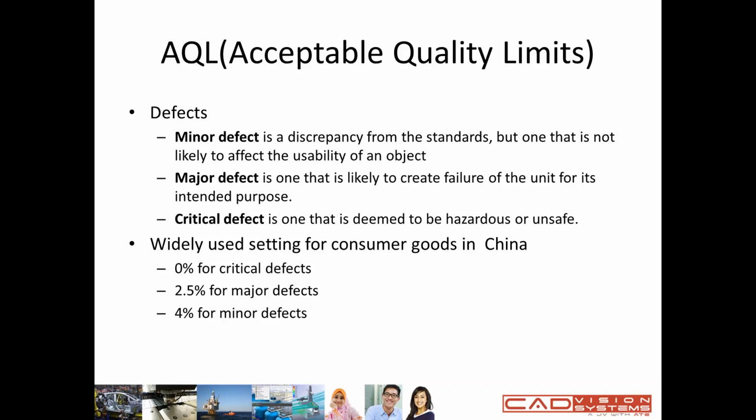Of course, these proportions vary depending on the product and its market as well. So for example, if you're manufacturing airplanes, you will not follow this setting, the 0% critical, 2.5% major, 4% minor. If you're manufacturing something like airplanes, it might be 0% critical defects, 1% major defects, or 1% minor defects. The AQL limits will be much lower, as an airplane is something you have to manufacture well.